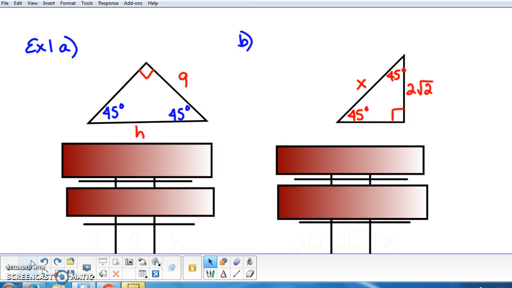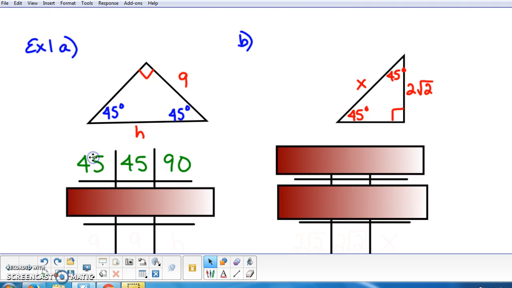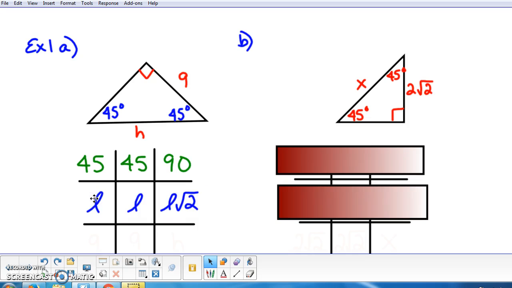Let's try example 1a. First of all, what kind of a triangle is it? Well, it's a 45, 45, 90 triangle. I know my formulas for 45, 45, 90 triangles from the first page, and that gives me the leg opposite of the 45 is a leg, and then the other leg is also equivalent to it. And then I have L root 2 from my formula.